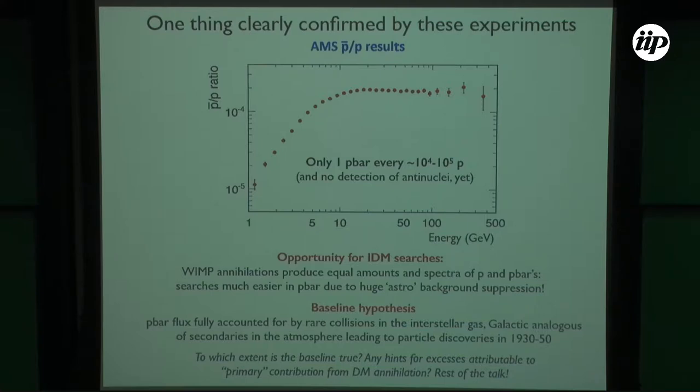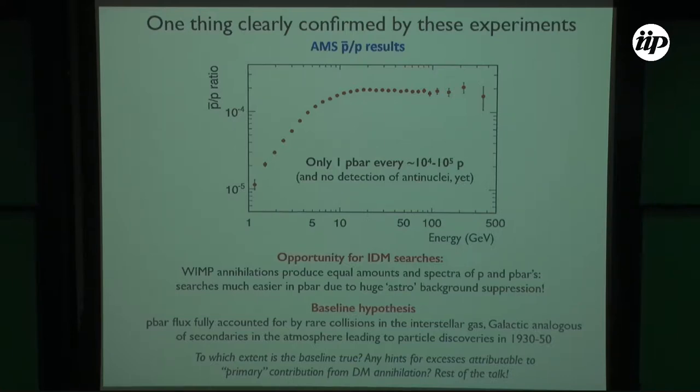That's the good news. What's the baseline hypothesis for explaining what's going on here? Well, again, the same phenomenology I just presented to you for the secondaries of historical importance. Namely, we believe that this flux is fully accounted for, that's our baseline, by rare collisions of primary cosmic rays accelerated somewhere, I will mention where, hitting the rarefied gas of our galaxy. When I talk of rarefied gas, it's really rarefied, much, much more than anything you deal with in the lab. We are talking about one particle per cubic centimeter. This is ridiculous, it's basically vacuum for practical purposes.